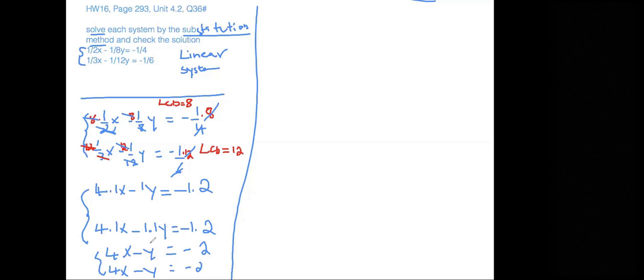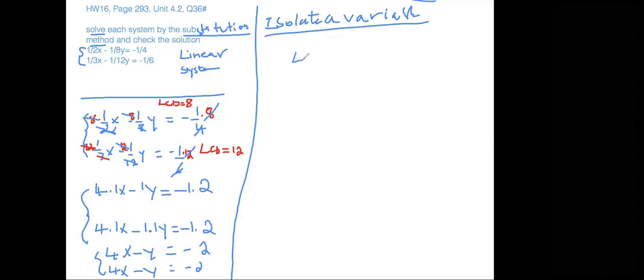So let's get one of the variables by itself, maybe here. Let's try to get maybe y by itself. So isolate a variable in either equation. Which variable do you want to isolate? Could be x or could be y. So let's say you want to get the x by itself. So what do you do to isolate this for x?